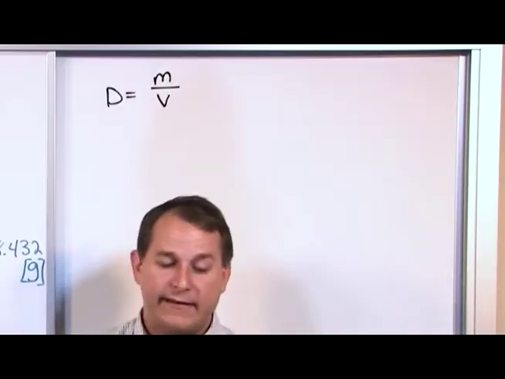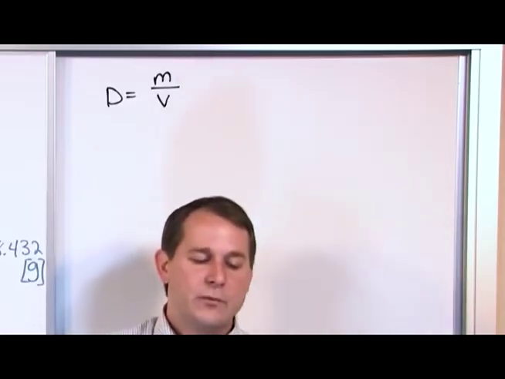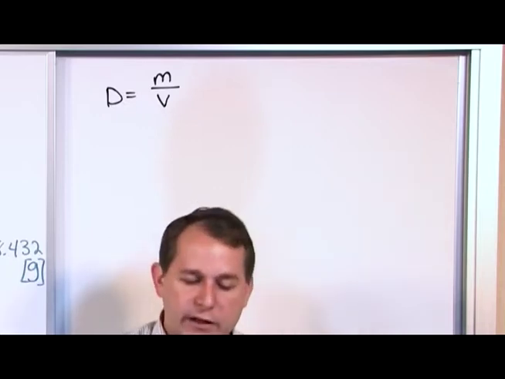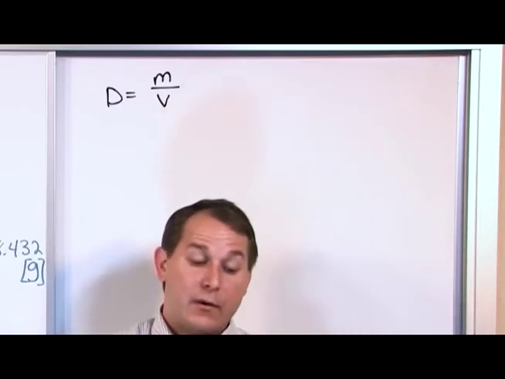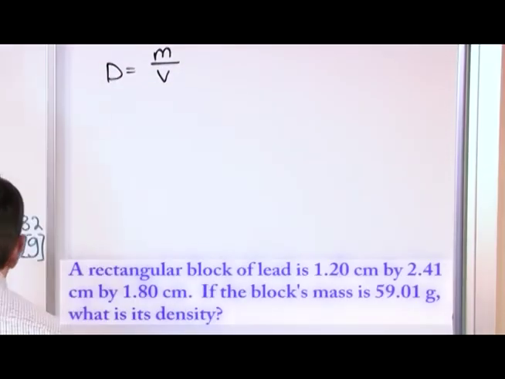Now we know the mass, that's given to us as 59.01 grams. But the problem doesn't really give us the volume. So you have to find that some kind of way. You have to look in the problem and see what you can use to calculate the volume. It so happens that you know the dimensions of this block. So we're able to calculate the volume.